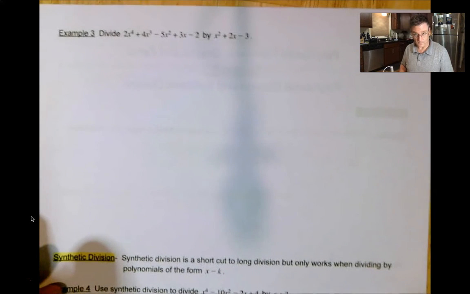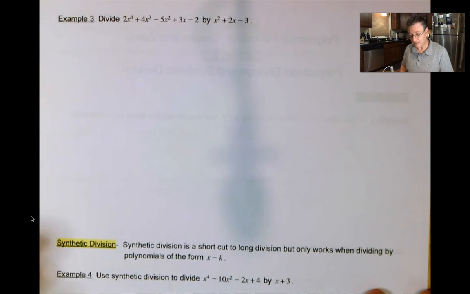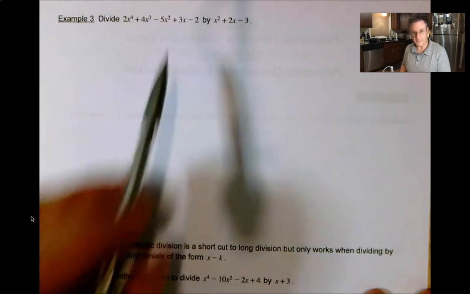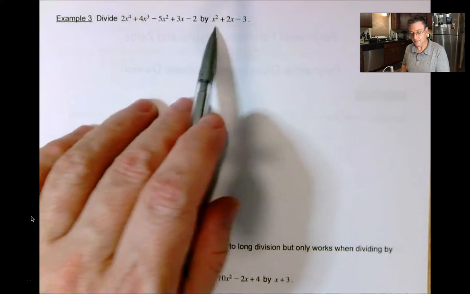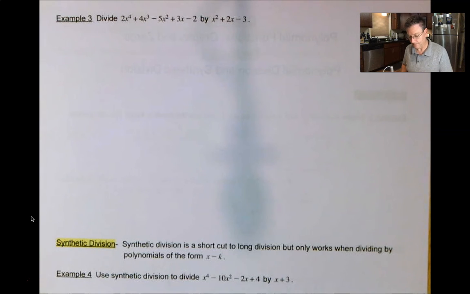Example 3 is an example where the reason that I'm showing you long division is because synthetic division doesn't apply to this problem. We wouldn't be able to use synthetic division even if I wanted to, because synthetic division is only used when we're dividing by something in the form of x minus k, like we had x minus 1 in the previous example, or x minus 2 in the example before that. K would be 1 or 2. In this one, what I'm dividing by is something quadratic, not linear. And not just linear, it's got to be linear with a lead coefficient of 1.